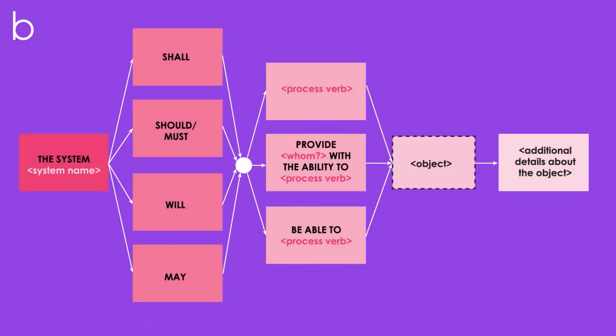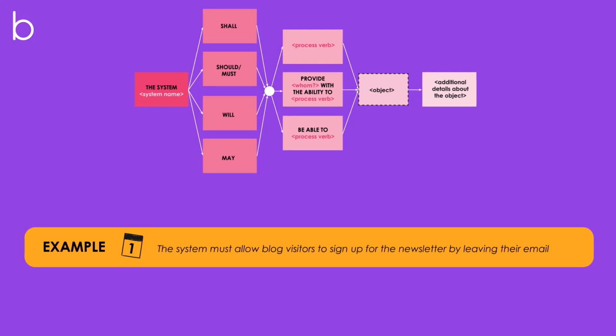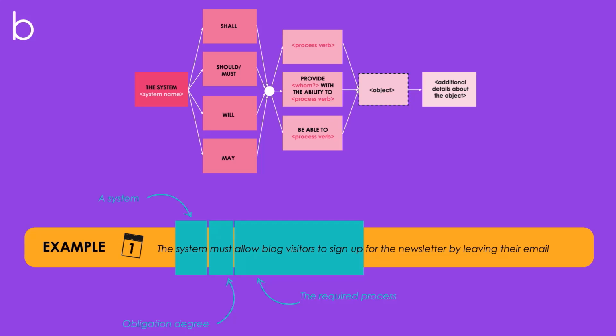Let's look at a few examples to be more precise. The first one is, the system must allow blog visitors to sign up for the newsletter by leaving their email. In that case, we have a system, obligation degree, which presented with the word must. Also, we specify the required process, which consists of allow blog visitors to sign up. Next, the object newsletter, and finally some additional information with the statement of condition by leaving their email.